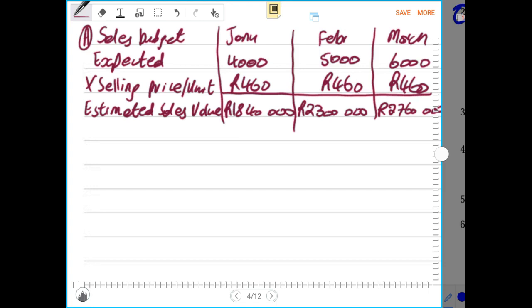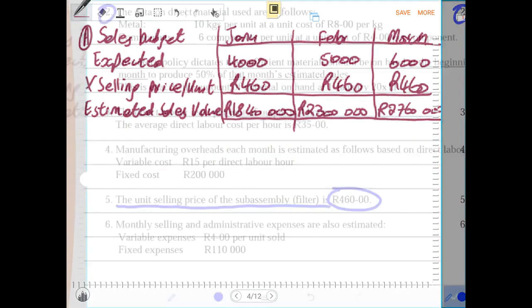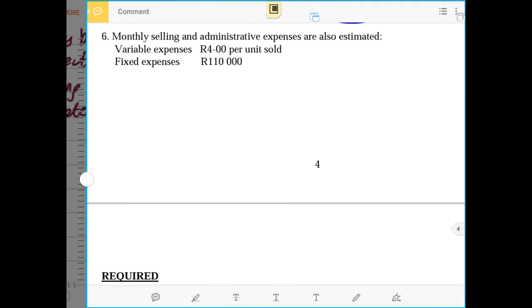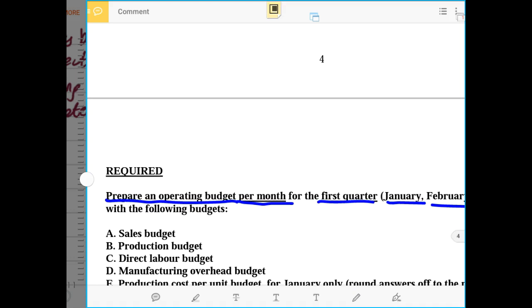Then this is the end of this budget. A very, very easy budget where you can just get those marks that are given for free. So here is the first budget, which was the sales budget, and the second budget was the production budget. The production budget also starts with the estimated sales, and here was number B, to do the production budget for 3 months, January, February, March, or for the first quarter.